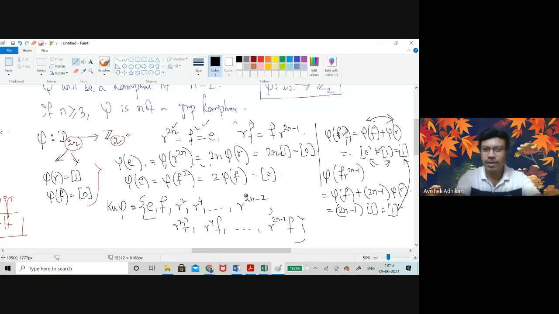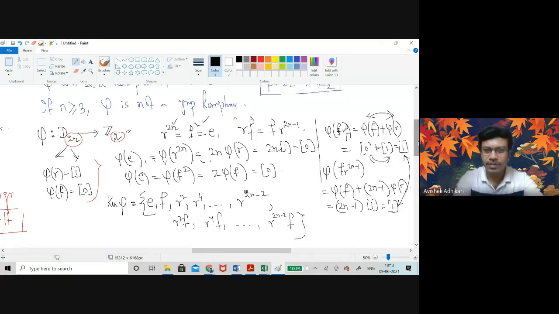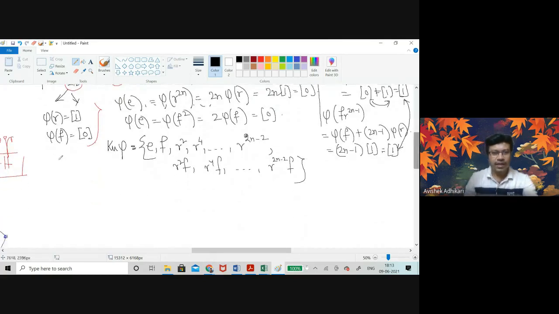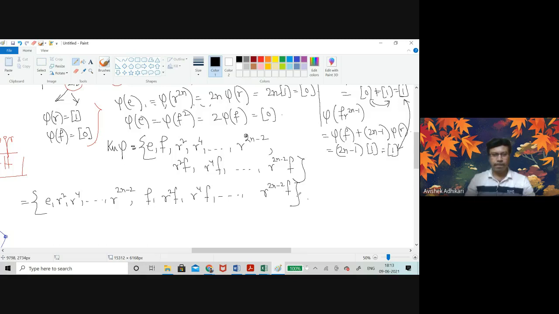Now let us have a look at a very interesting observation. If I rewrite all of them, how should it look? It should be e, r square, r to the power 4, r to the power 2n minus 2, and then f, r square f, r to the power 4 f, and r to the power 2n minus 2 f. Now just assume that r square equals, say, s.